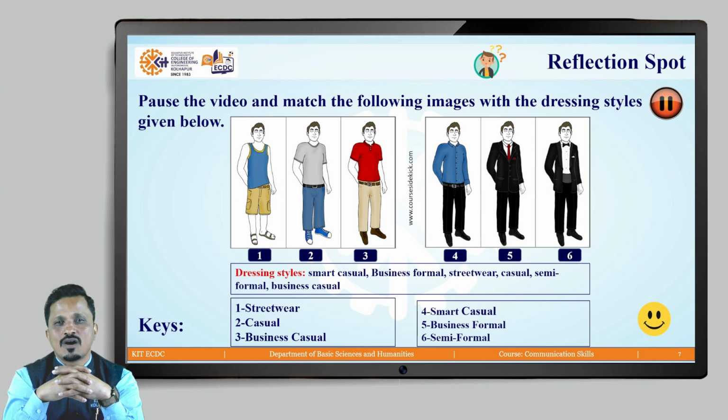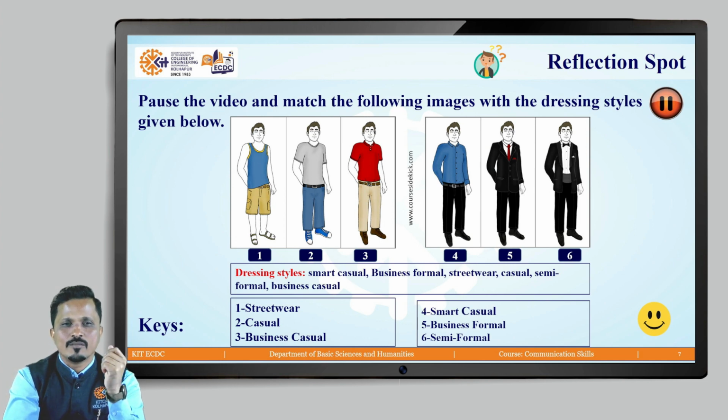The fourth is smart casual. It is casual but smart, you look more professional, a bit professional. Fifth is business formal, coming in a 3-piece with tie, and the sixth one is semi-formal, where you wear a half tie. So this is just one example we have seen, but this appearance definitely plays a greater role in our way of communication and in our self-expression.